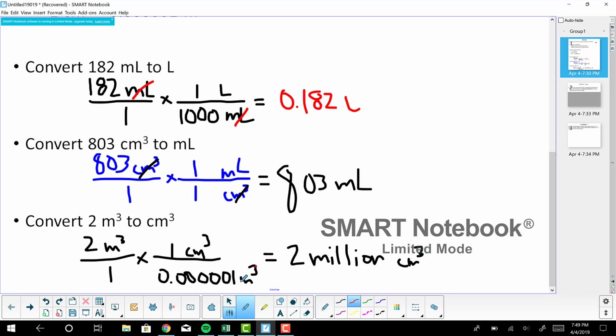The meters cubed both cancel out with each other. All right. So if you're feeling pretty okay with these conversions, you can go ahead to the next part of the video. Otherwise, feel free to pause the video and review the material that we just covered.